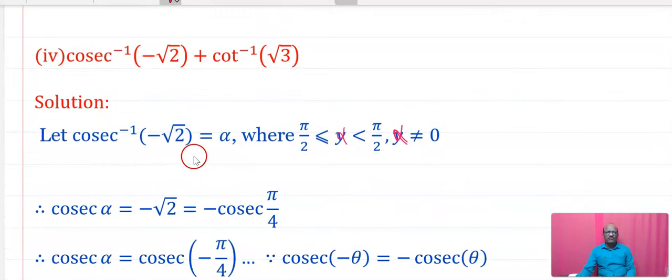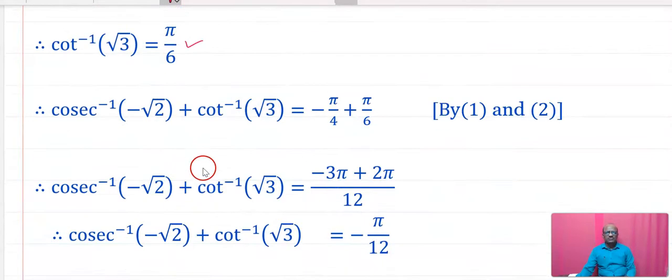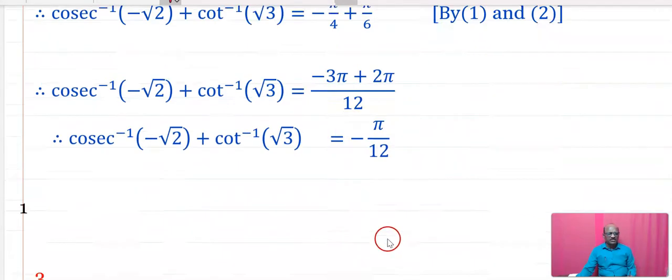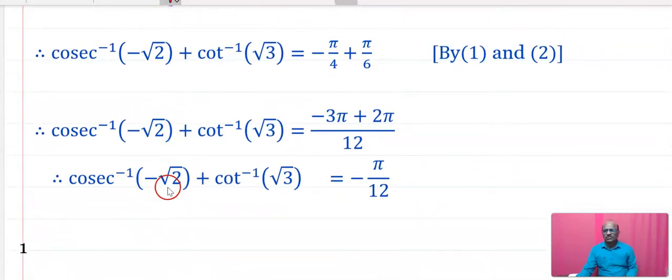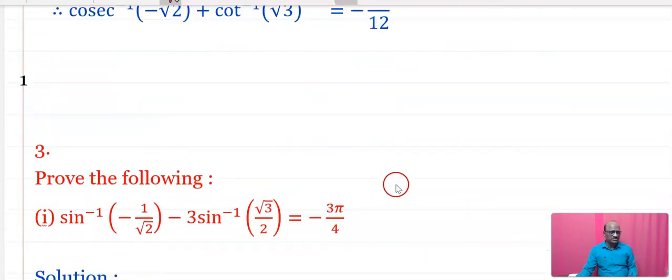Now we want to find out the value of these two. Now substitute their values. Cosec inverse of minus root 2 is minus pi by 4, and cot inverse of root 3 is pi by 6. If you simplify this or find the LCM, then you will get minus 3 pi plus 2 pi upon 12. And that is nothing but minus pi by 12. And hence cosec inverse of minus root 2 plus cot inverse of root 3 is equal to minus pi by 12.